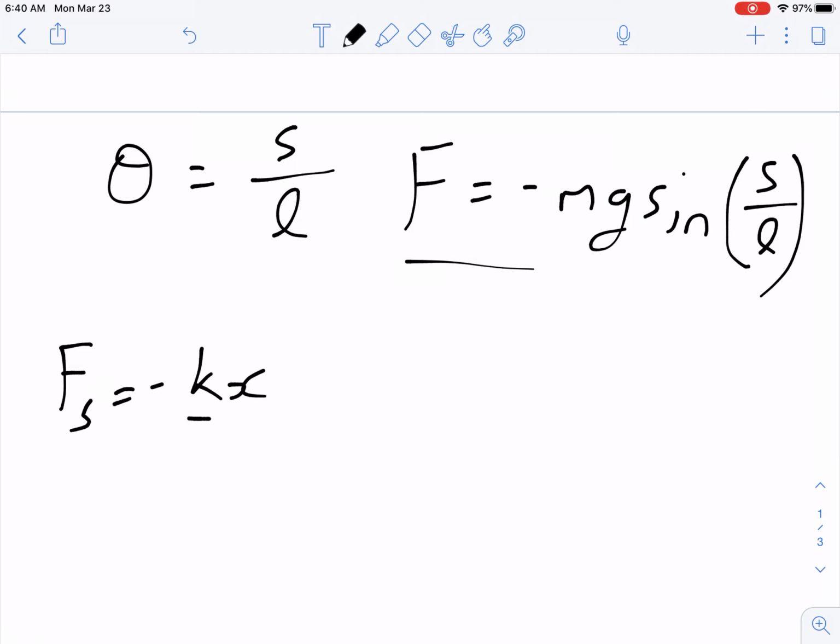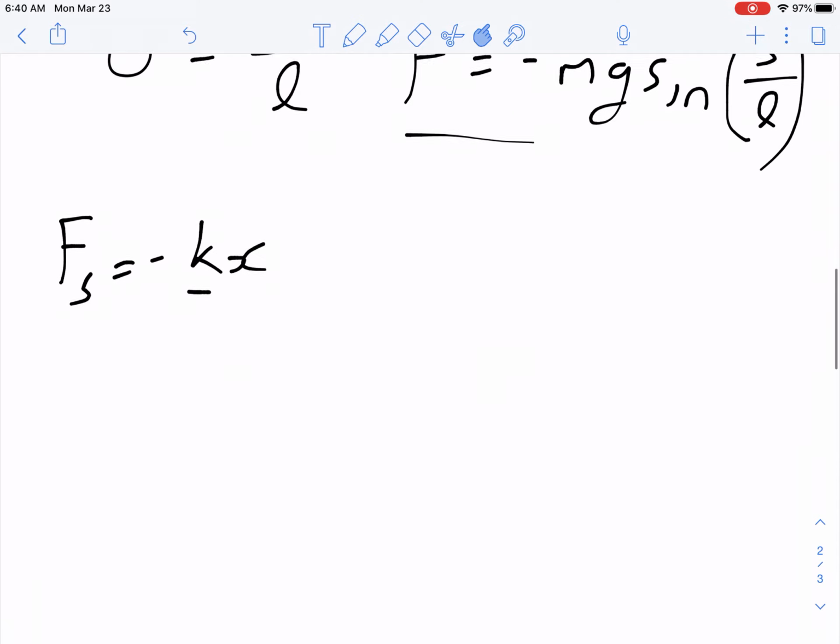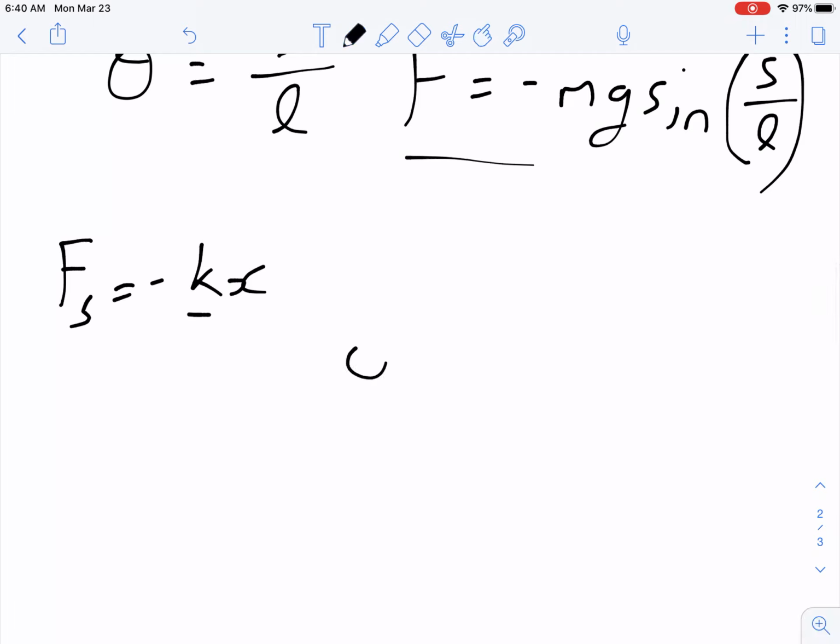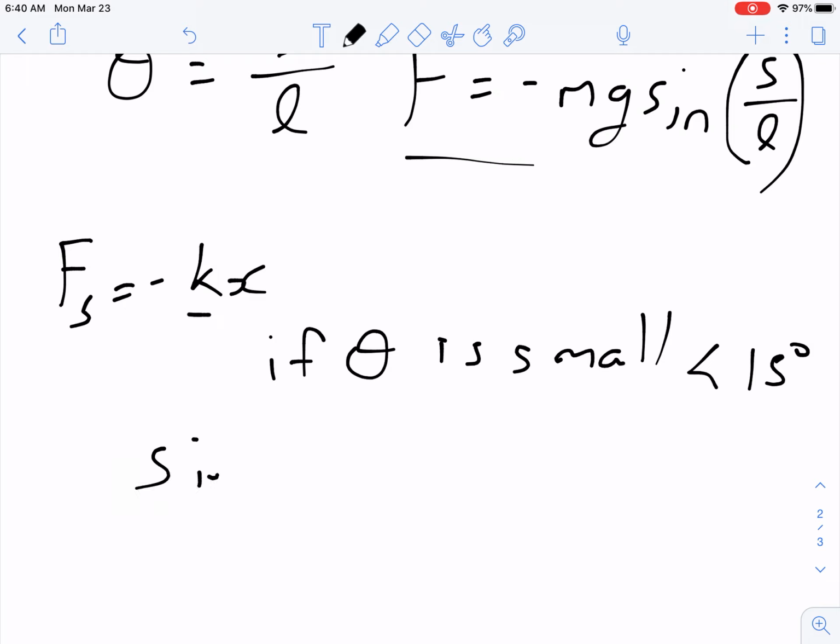However, it turns out for small angles, if theta is small, and by small we mean less than 15 degrees, then as it turns out, and this only works in radians, sine theta is approximately theta if the angle is less than 15 degrees.